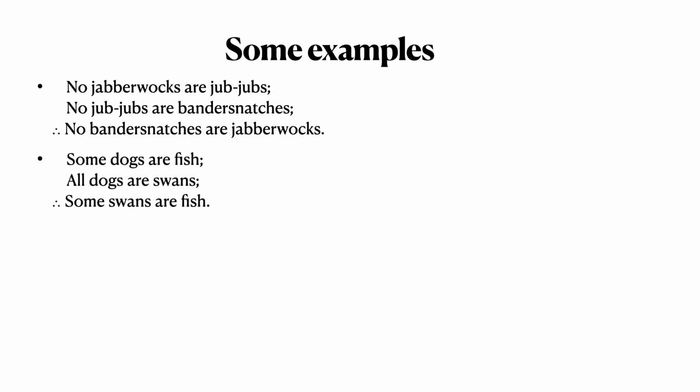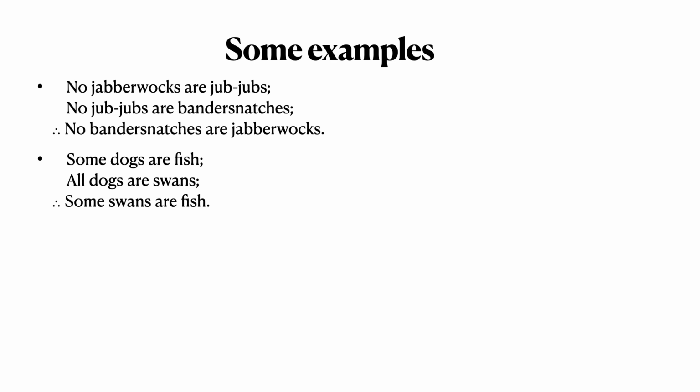All right, how about this one? Some dogs are fish. All dogs are swans. Therefore, some swans are fish. Do we have 3 and only 3 terms, each used twice? We do. Our major term is fish, the predicate of the conclusion. Our minor term is swans, the subject of the conclusion. We have then the middle term, which is dogs. So rule 1 is satisfied.